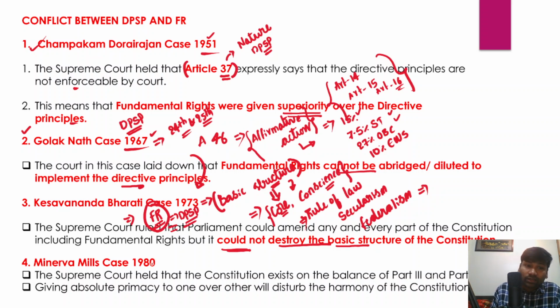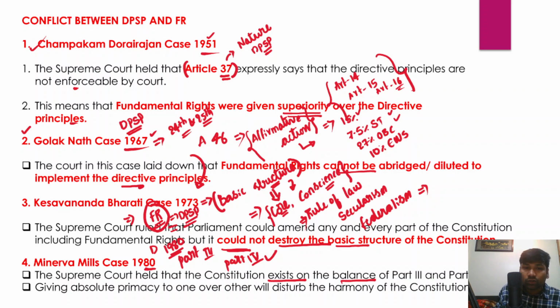Right. So in fact, with respect to the conflict between the directive principles of state policy and fundamental rights, the Minerva Mills case judgment is one of the key judgments. Right. So the Minerva Mills judgment in the year 1980, and in this particular judgment, what has the Supreme Court held? The Supreme Court has held that the Constitution exists on the balance between Part 3 and Part 4 of the Indian Constitution. Right. So the Constitution emphasizes the harmony between Part 3 and Part 4 of the Indian Constitution.